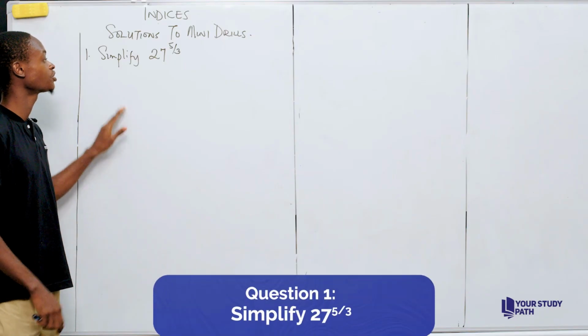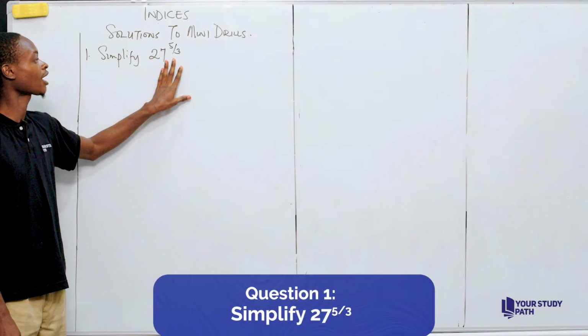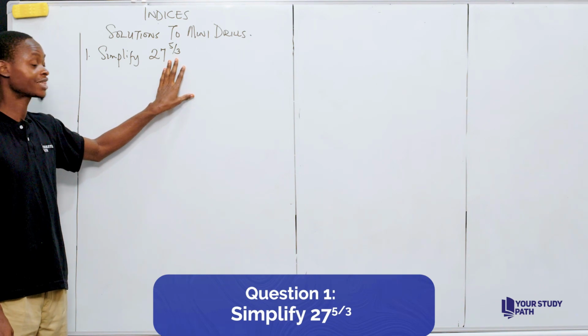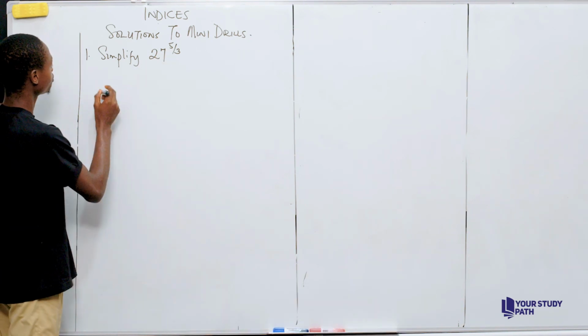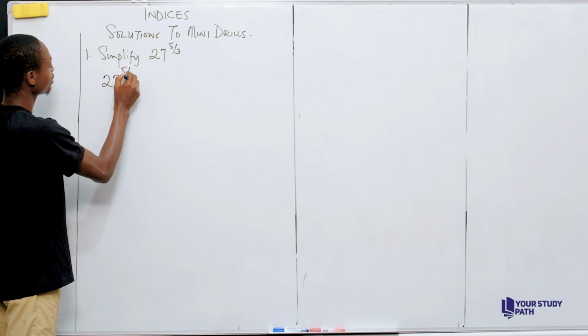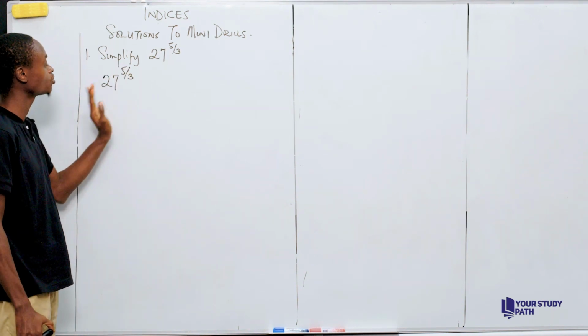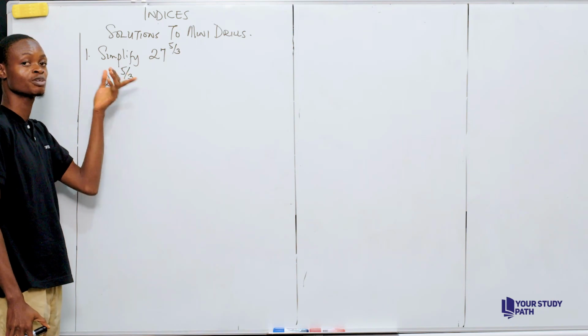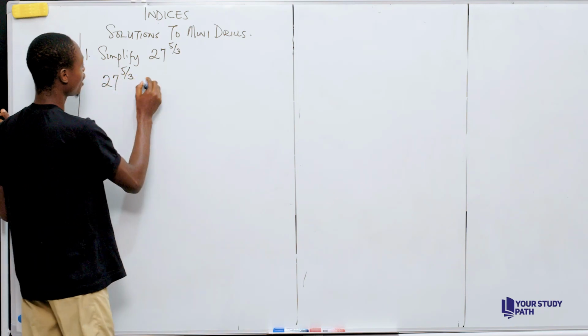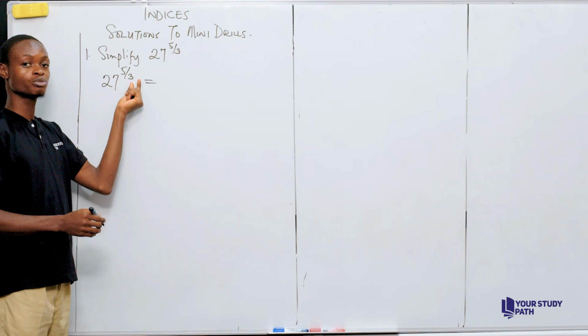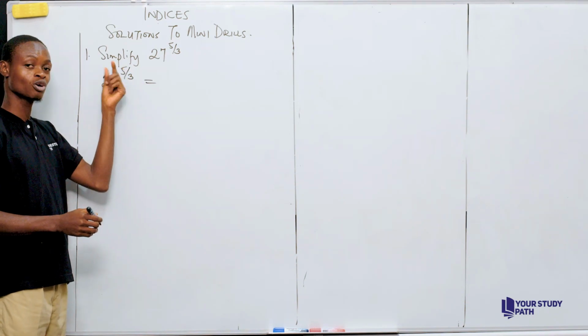For the first question, we have to simplify 27 raised to the power of 5 divided by 3. So we have 27 raised to the power of 5 over 3. First thing is just to apply the law of indices that allows you to deal with the numerator and denominator of the power separately. Remember, the denominator becomes the root, and then the numerator becomes the power.